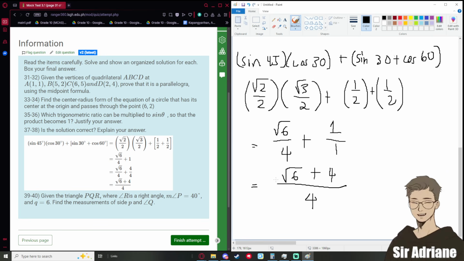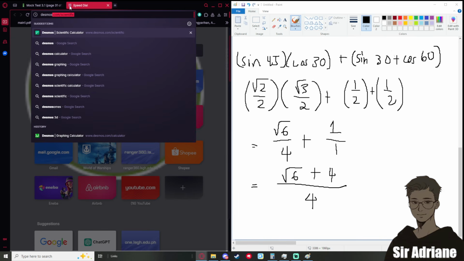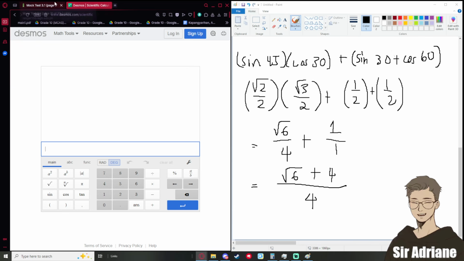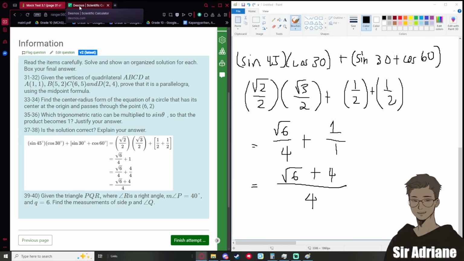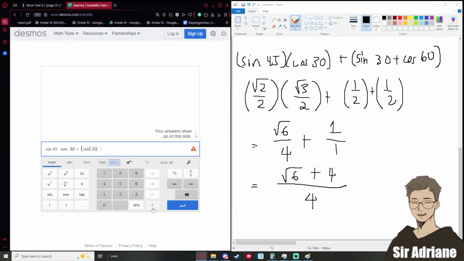Okay, and we can verify this. This is true using our calculators. So we can use any scientific calculator. So that's sine 45 times cosine 30 plus sine of 30 times cosine 60.